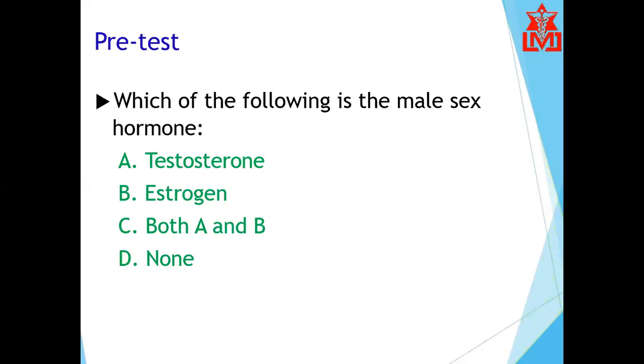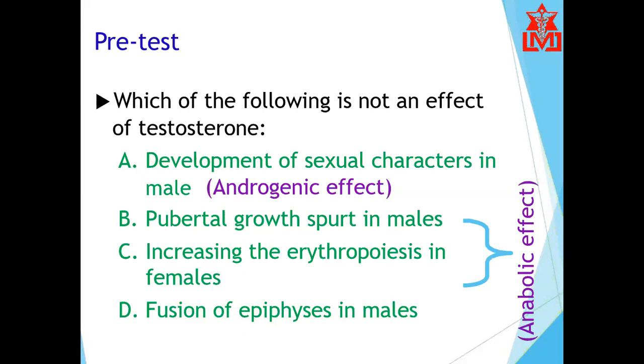The first question is, which of the following is the male sex hormone? Is it estrogen, testosterone, or both A and B? The answer is testosterone, the male sex hormone. Which of the following is not an effect of testosterone? Development of sexual characteristics in males, yes; growth of spurt in males, yes; increase in erythropoiesis in females; and fusion of epiphyses in males. The answer is D.